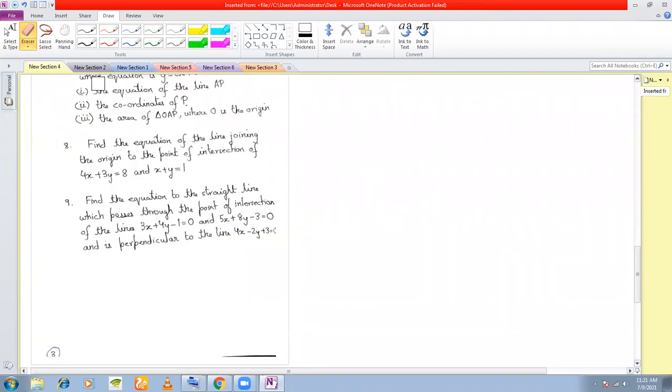Okay, number 8. Find the equation of the line joining the origin to the point of intersection of these two straight lines. Equations are x plus y is equal to 1, 4x plus 3y is equal to 8. These two lines intersect at some point, and say the origin is here. You need to find out the equation of the line joining the origin with the point of intersection of these two straight lines. Okay, so you need to find out the equation of, say, OP.